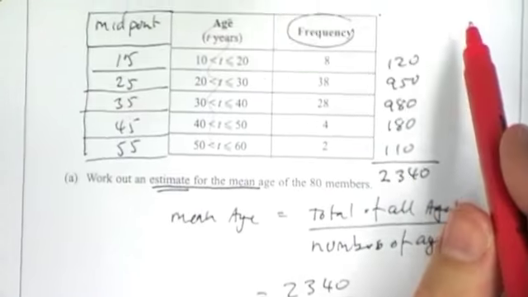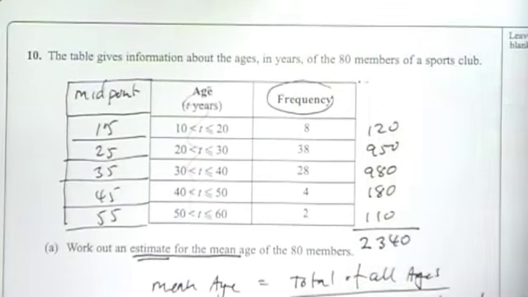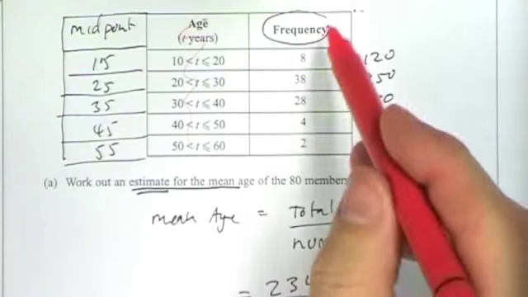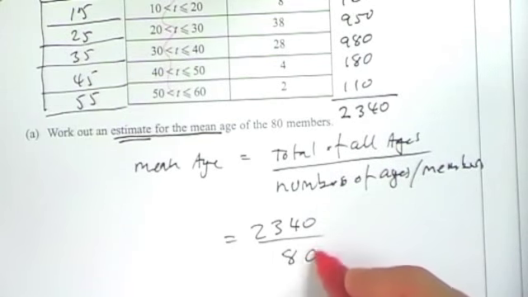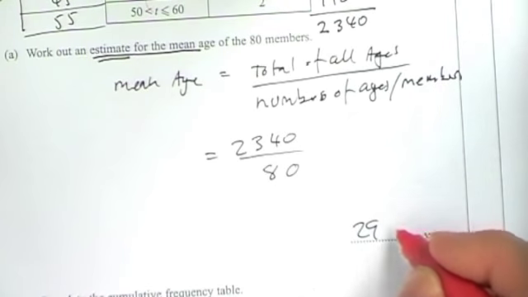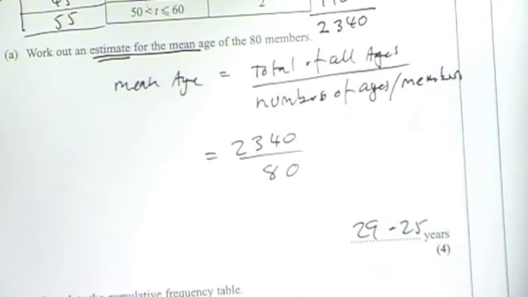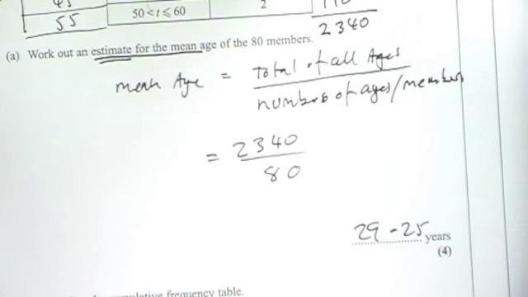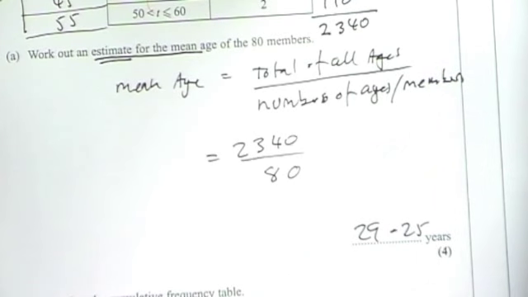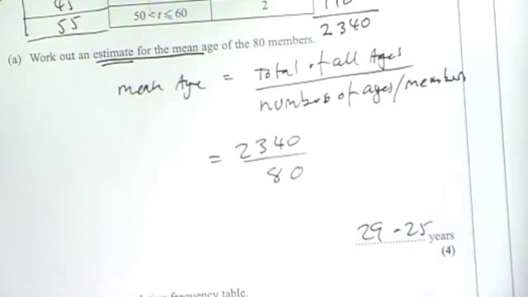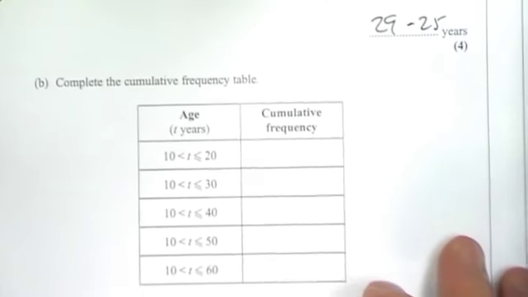Well, there were 80, the question says there were 80 members, and if you actually add up all the frequencies it comes to 80, so you divide that by 80. And 2,340 divided by 80 comes to 29.25. Now that is a process you just need to learn and apply. It frequently comes up. It doesn't get any more difficult than that. It's just different numbers.